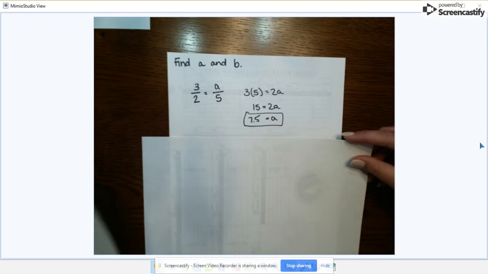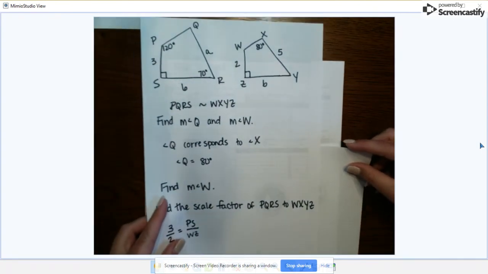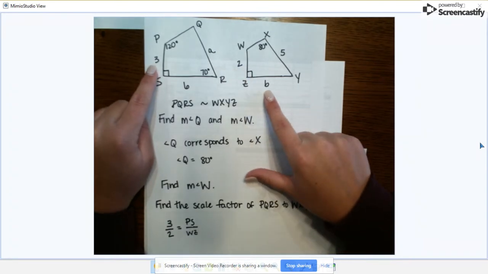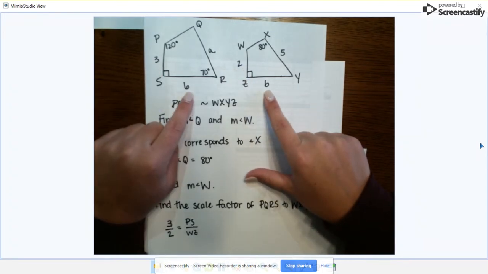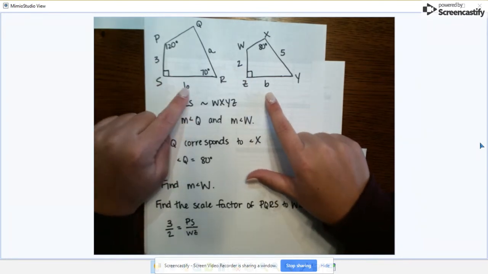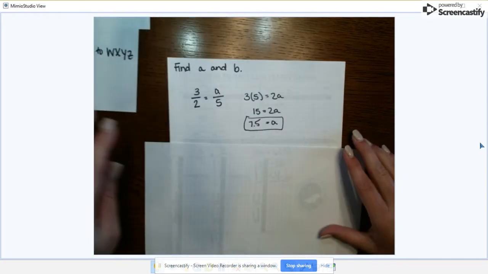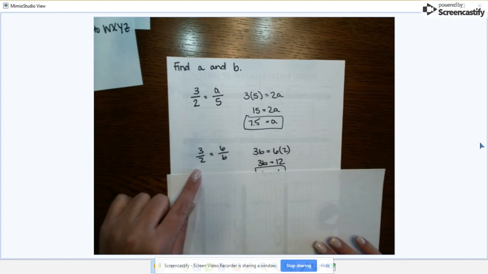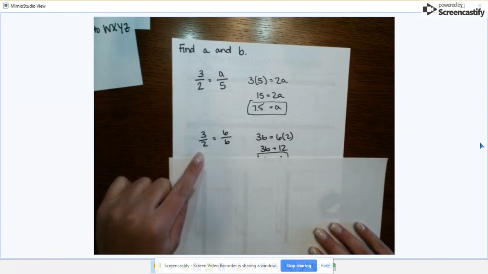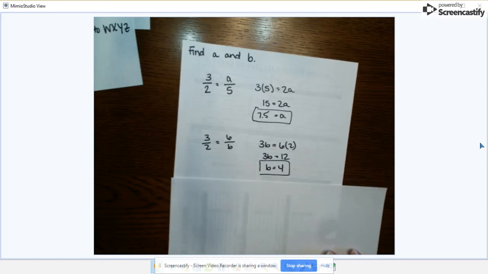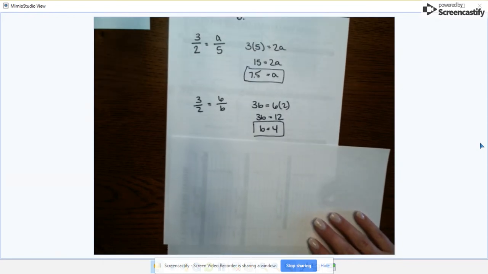Similarly, we can find B. So we look back at our picture. We're still going to have to use our scale factor, 3 to 2. B corresponds with 6. So my 3 and my 6 will go on the top of my fraction. The 2 and the B will go on the bottom of the fraction. Looks like this: 3 over 2 equals 6 over B. So 3B equals 6 times 2, which gives us B equaling 4 units long.